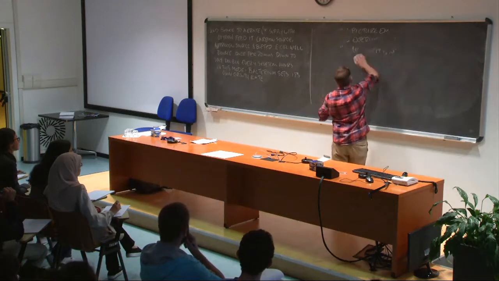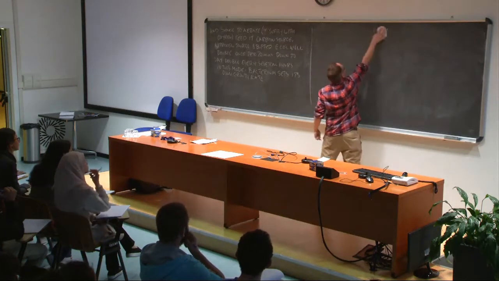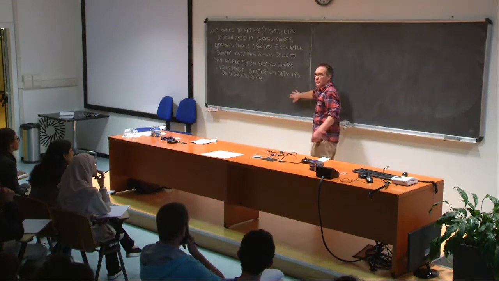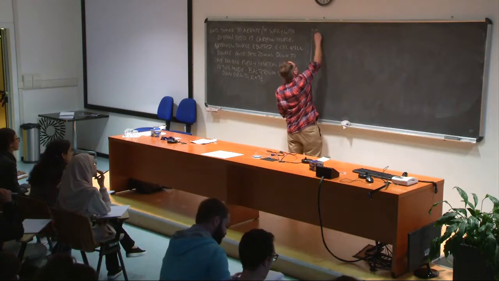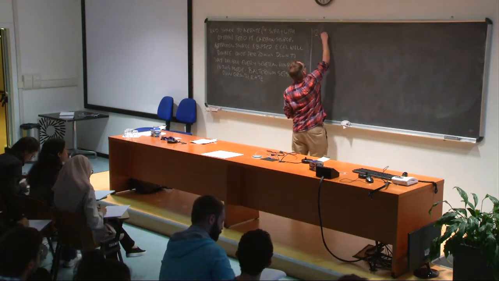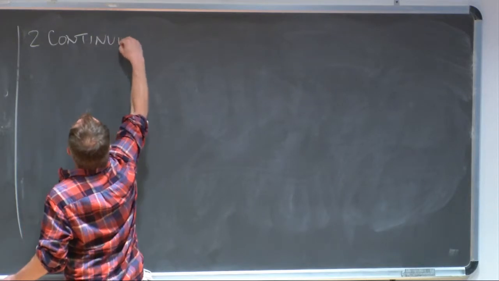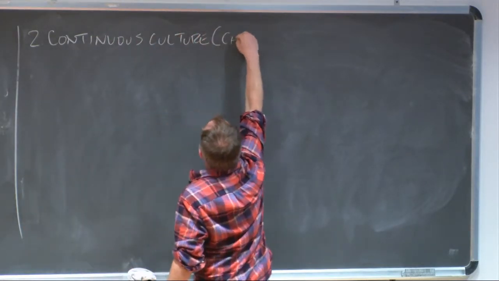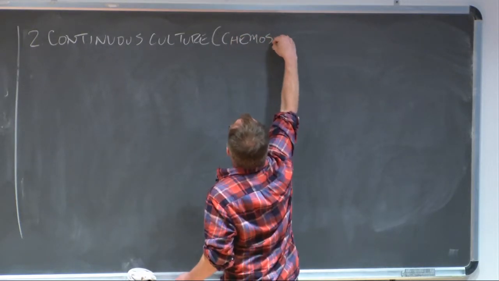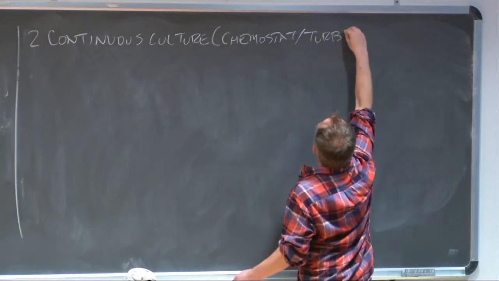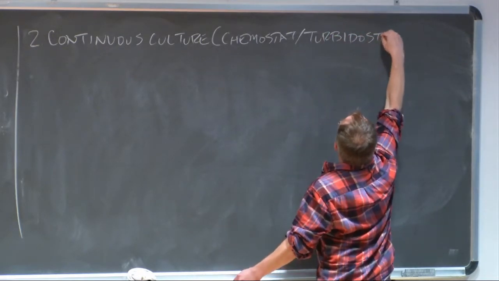So this is the way that we'll be talking about for all the experiments that we'll consider in this course. They'll be grown in this way. But Monod talks about the second method, which was just coming onto the scene in 1949, which is continuous culture. Sometimes called chemostat or turbidostat.